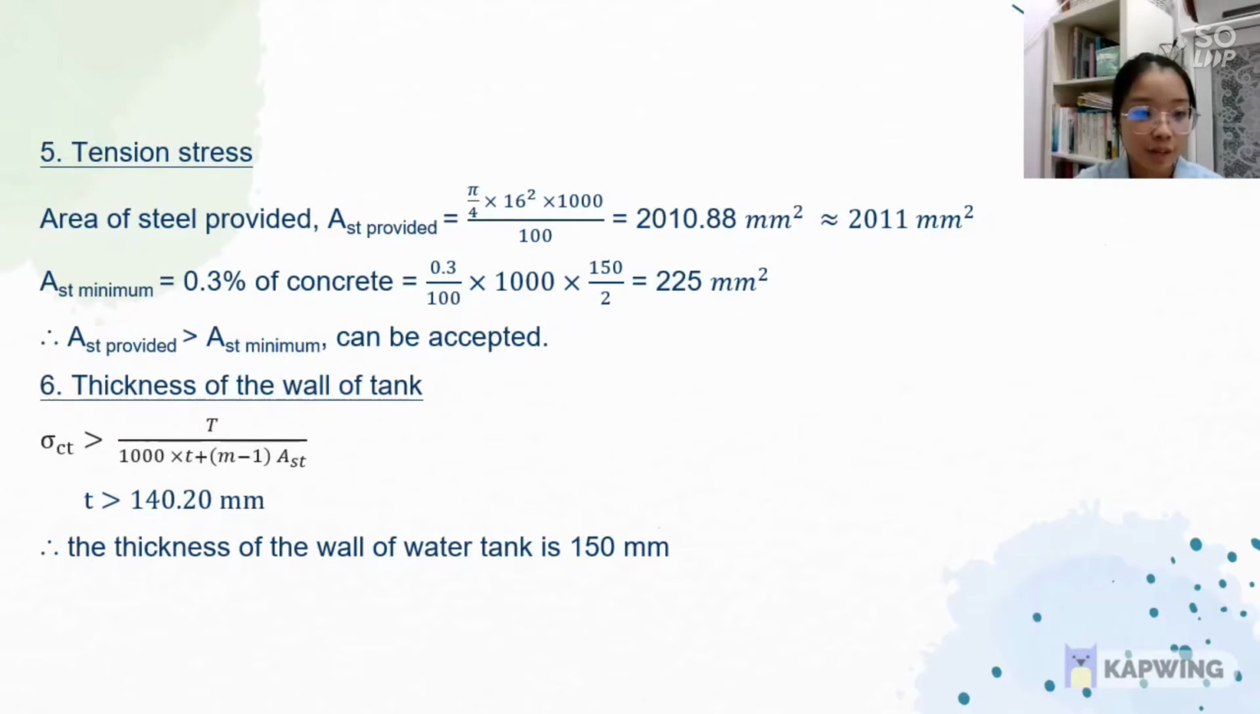The permissible stress of the concrete must be higher than T over 1000 times T plus modular ratio minus 1 times the area of steel. Hence, we found that the thickness of the wall is higher than 140. So in this design, we will use the wall of tank, which is 150 mm.